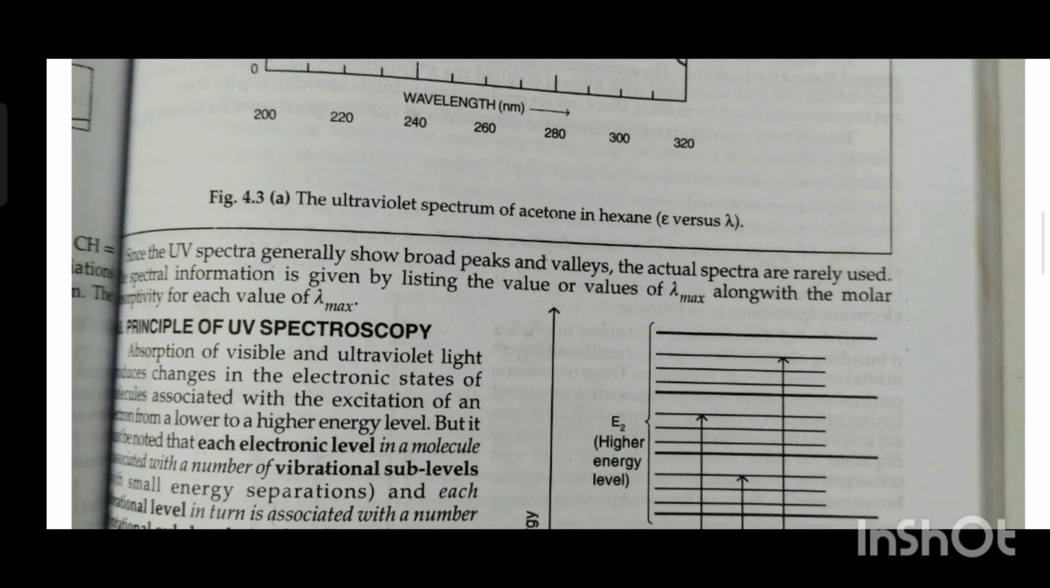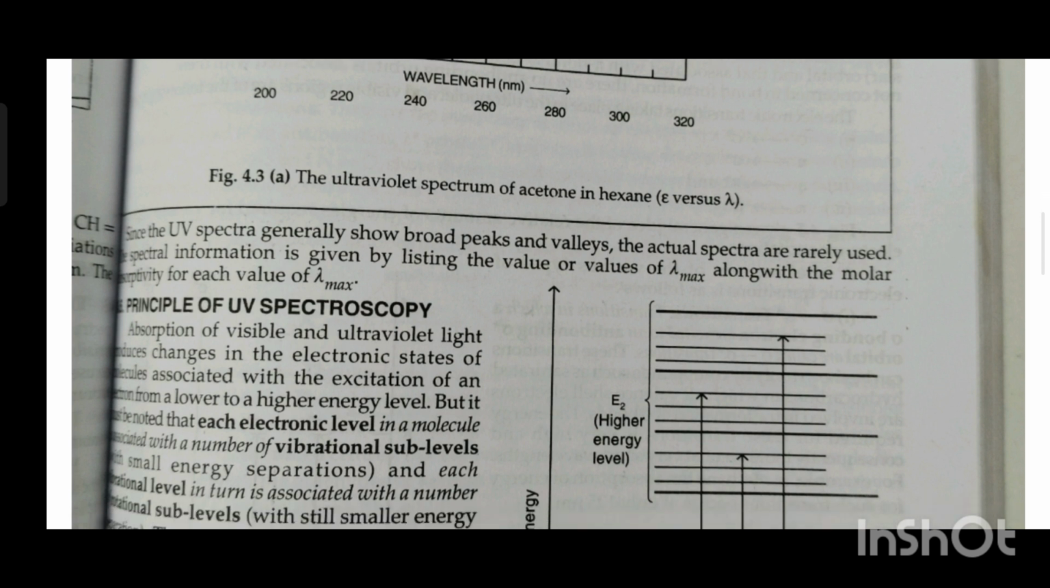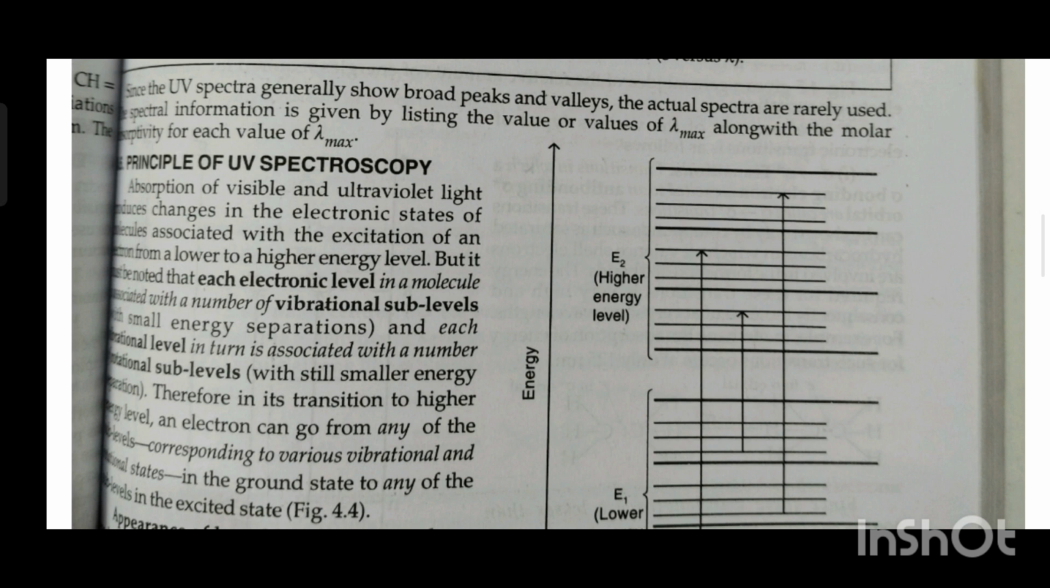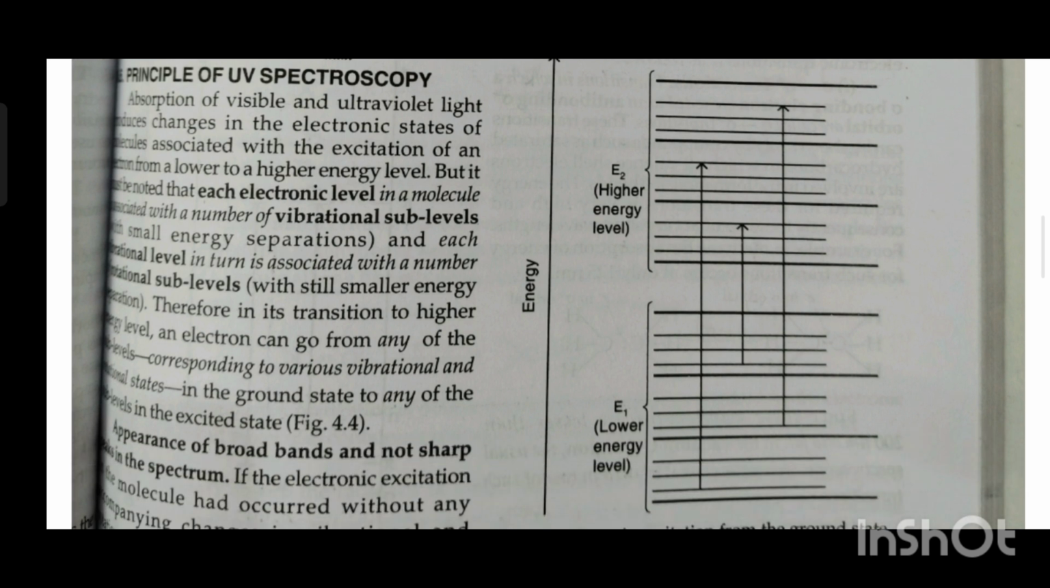Principle of UV spectroscopy. Absorption of visible and ultraviolet light causes a change in the electronic state of a molecule, associated with excitation of an electron from a lower to a higher energy level. But we note that each electronic level in a molecule is associated with a number of vibrational sublevels with small energy separation, and each vibrational level in turn is associated with a number of rotational sublevels with still smaller energy. Therefore, in its transition to a higher energy level, an electron can go from any of the levels corresponding to various vibrational and rotational states in the ground state to any of the levels in the excited state.